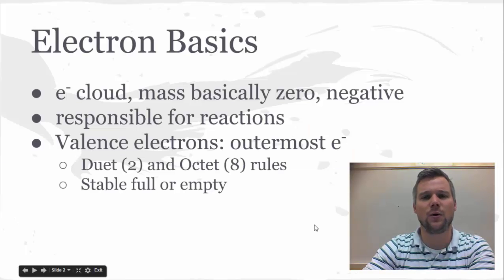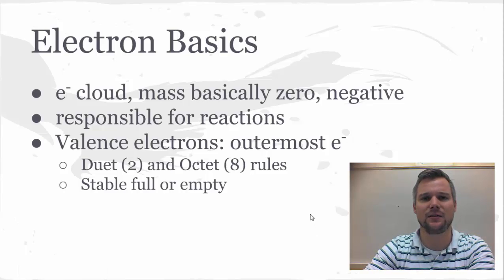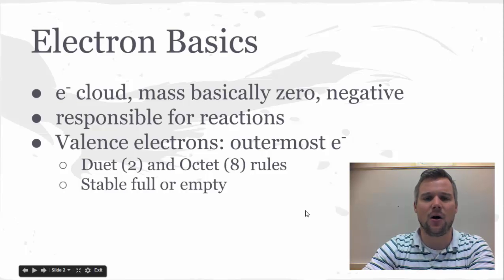Specifically, we know that electrons live in the electron cloud, and that they are basically massless. For our purposes in class, we say they don't have a mass, they don't make any appreciable difference to an atom's mass, at least in relation to the protons and neutrons, which are much more massive. Also, their charge, of course, is negative. We do know that electrons are responsible for chemical reactions, specifically the valence electrons, which are the outermost electrons.